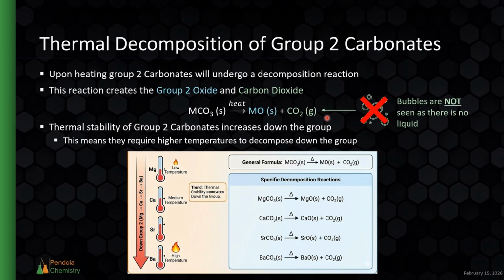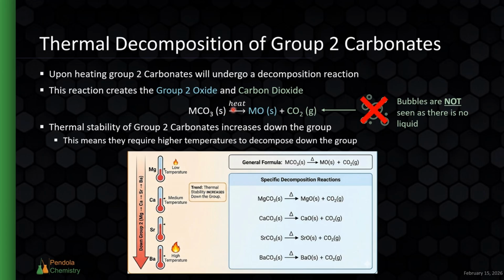Now, a common mistake that I see here for students is that they see carbon dioxide gas and they're like, oh, there's bubbling because there's a gas. Well, there's no bubbling here. Why? The reactant is a solid. We're heating a solid. The products are a solid and a gas. There is no liquid, there's no water, there's no aqueous solution here. And so there can't be bubbles. Yes, there is a gas being created, but carbon dioxide is a transparent gas. We don't see it. And so there is no bubbling here because there is no aqueous solution or water involved.